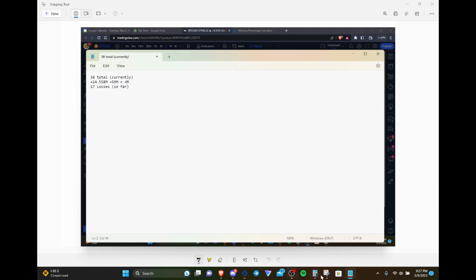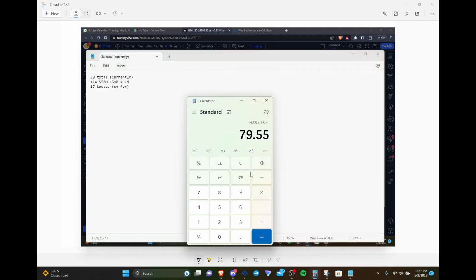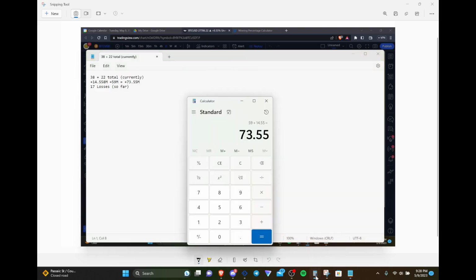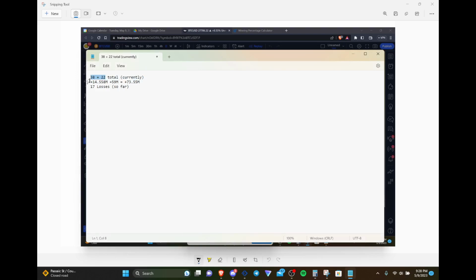So let's do that again. 59 plus 14.55, so 73.55 million was made in about 13 years, which is pretty incredible. So we have 38 plus 22 trades. Again, we're going to do it all calculated because we want to make sure nothing is a mistake here. Absolutely nothing. So 60 trades total. So think about that, guys. You had 60 trades in 13 years.